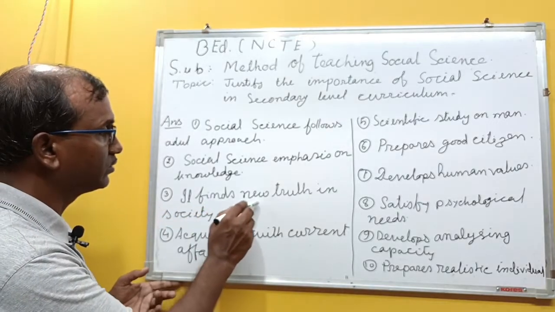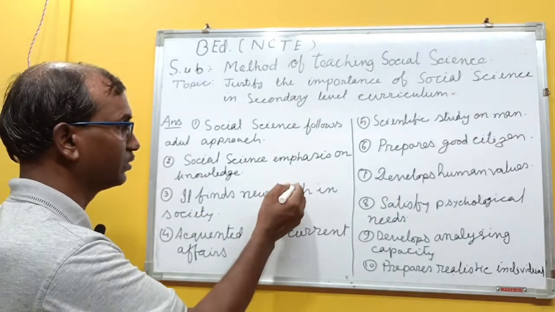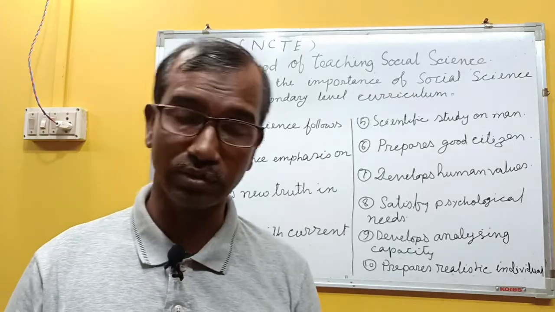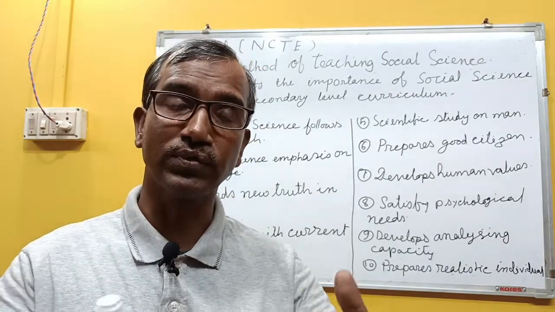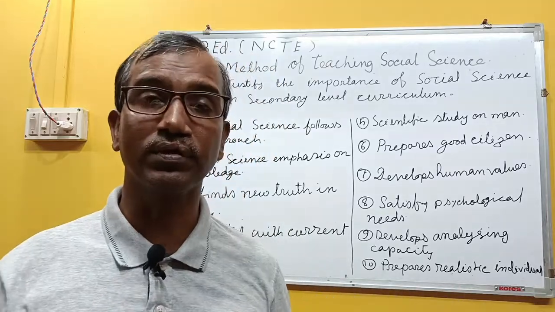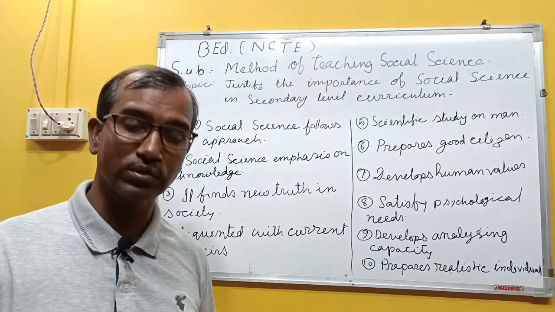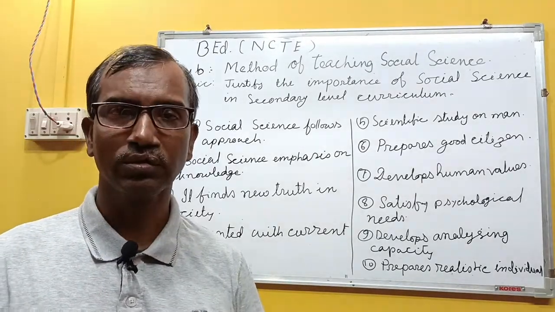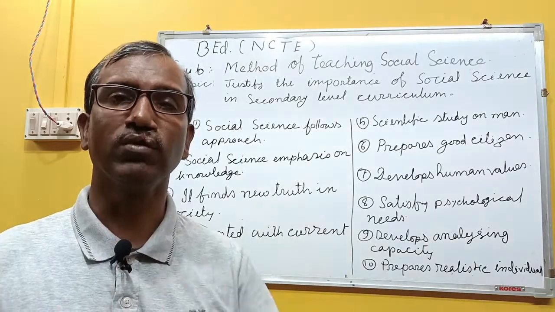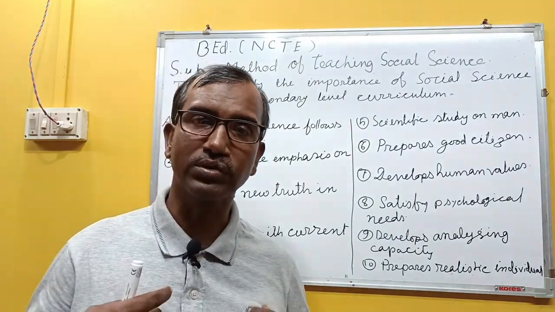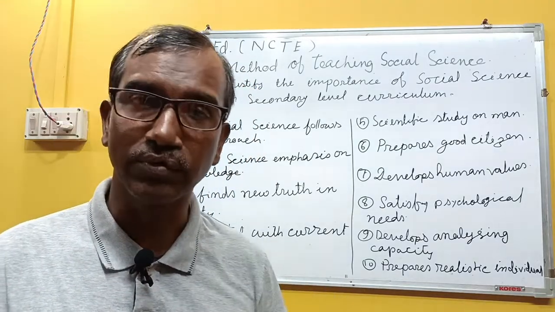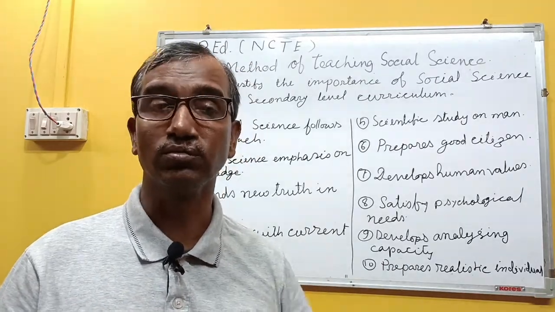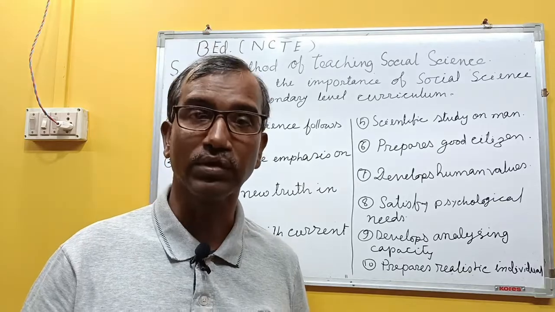Number 3, it finds new truth in society. So what is new truth? Different aspects of culture, different aspects of civics, I mean the political field, different aspects of economics which are refined and take new ways, new means for upliftment, development, and to make ourselves well adjusted in the present society, we must go for social science. So why should this not be included in secondary level curriculum?